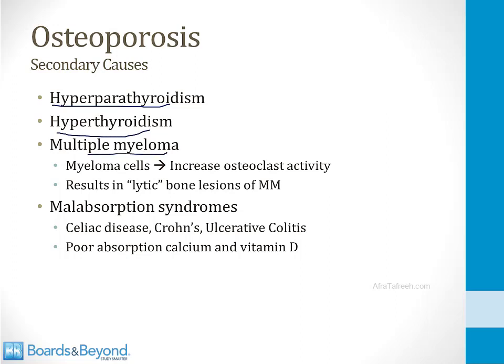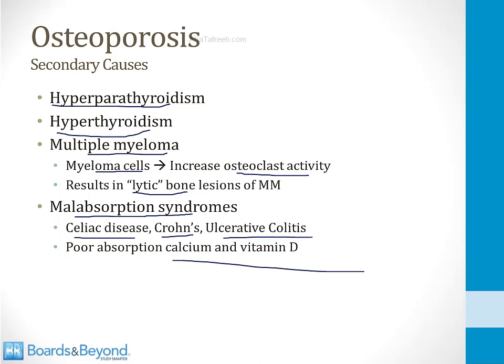Multiple myeloma leads to osteoporosis because the myeloma cells increase osteoclast activity, and this is what results in the classic punched out or lytic bone lesions of multiple myeloma. And then finally, many malabsorption syndromes can lead to poor absorption of calcium and vitamin D. This can also lead to osteoporosis. So people who have celiac disease, Crohn's disease, ulcerative colitis, they all need to take calcium and vitamin D supplements, otherwise they can develop osteoporosis.